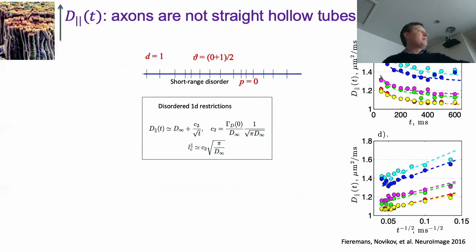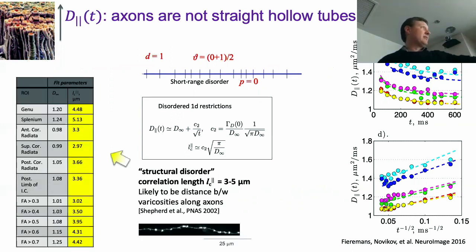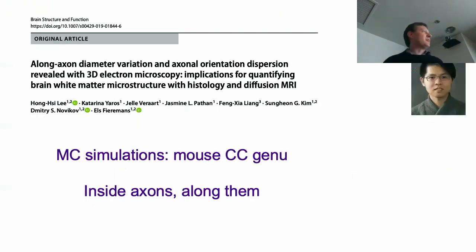If I replot it as a function of 1 over square root of time, it's compatible with 1 over square root of time, again short-range disorder along the white matter tracts. I can hack some model and get correlation lengths of the order of 3 to 5 microns, and that's remarkably the same as the distance between these varicosities that Gordon Shepherd found. Okay, this is human versus mouse. I understand there are different brain regions and so on, but this is at least the same order of magnitude.